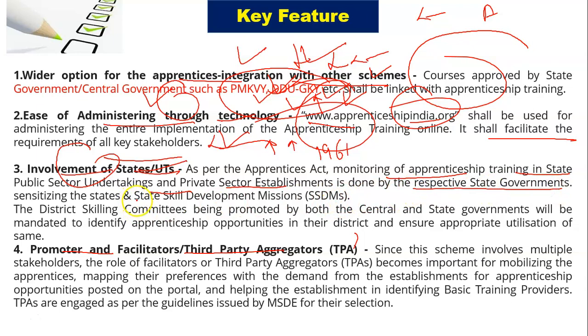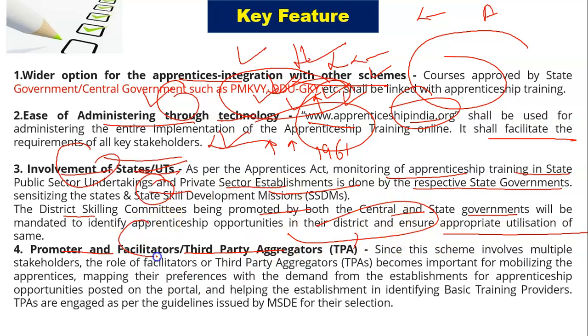And any state government will also sensitize the state skill development mission. There is a role played by the district skill committee, being promoted by both the central and state government, which will also be mandated to identify apprenticeship opportunities in the district and ensure optimal utilization of the same.